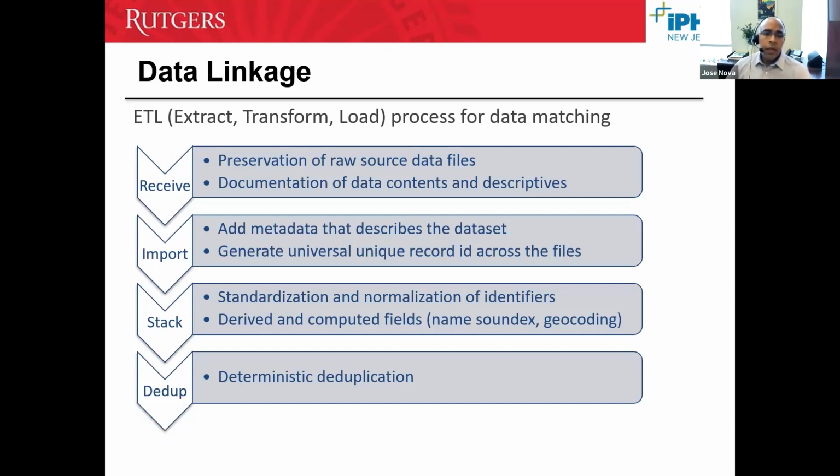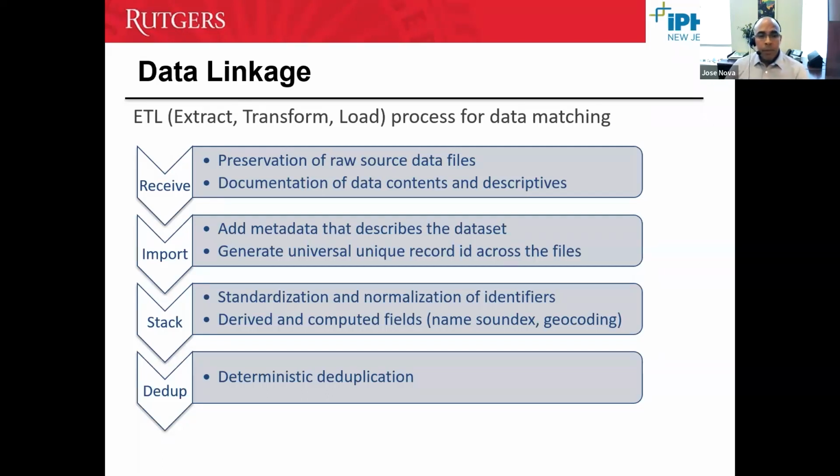We also generate a universal unique record ID. So this is particular to one row in a giant table. So it's a unique record so that we can track where that record goes and are able to link back to that record throughout the data matching process.